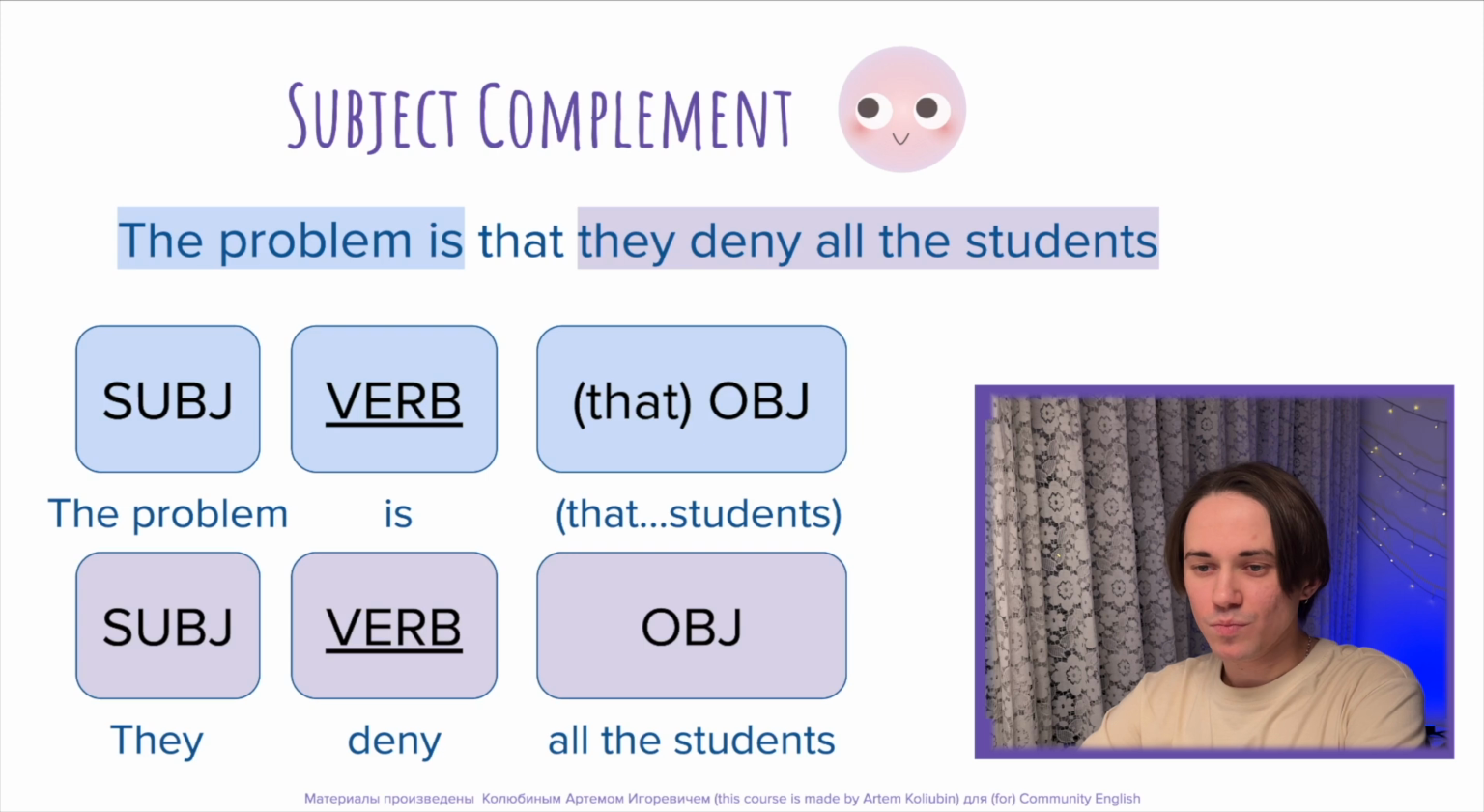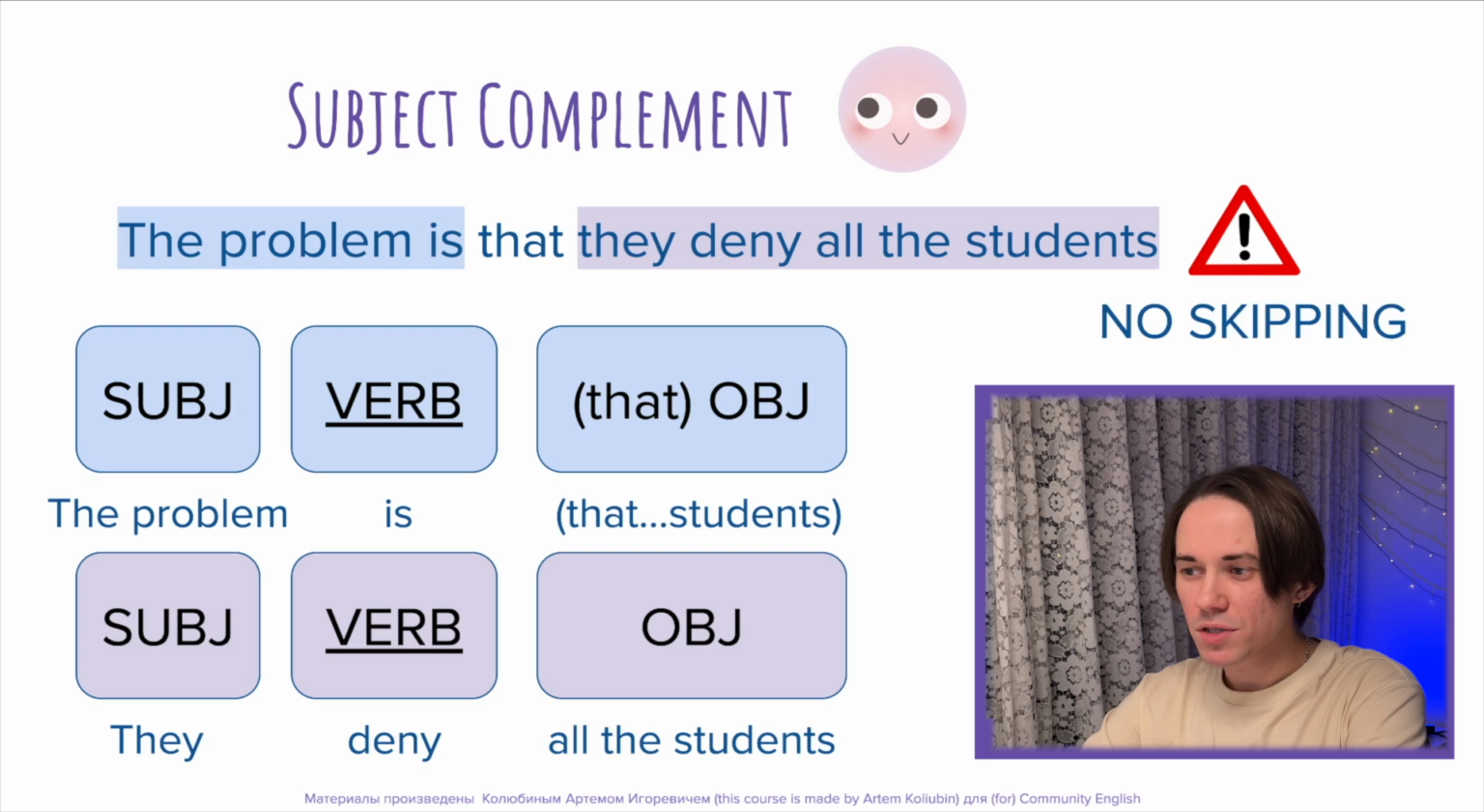Okay, that's the subject complement. What's important to know here is that we don't skip that. So you cannot say the problem is they deny all the students. I mean, it's okay-ish, but it's considered to be a little bit non-standard, according to Cambridge Dictionary at least. So for now, since we're trying to get the standards, try not to skip that in this kind of sentences.